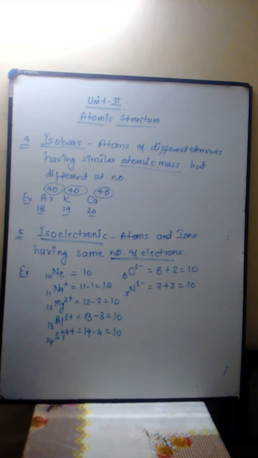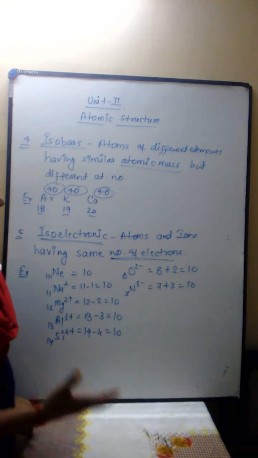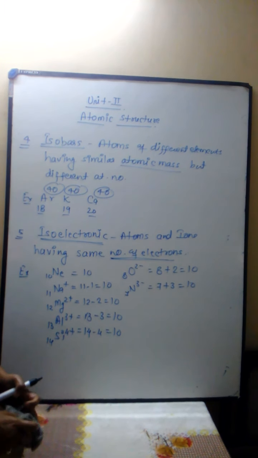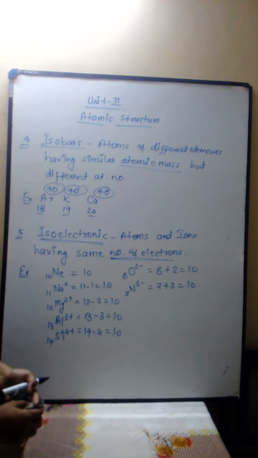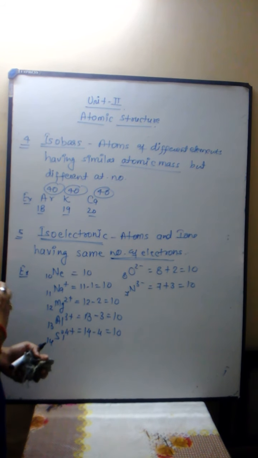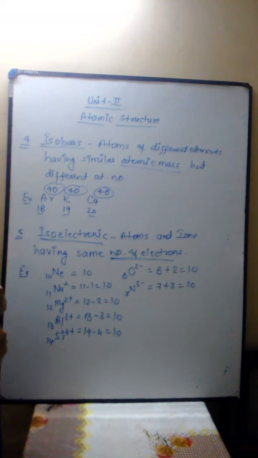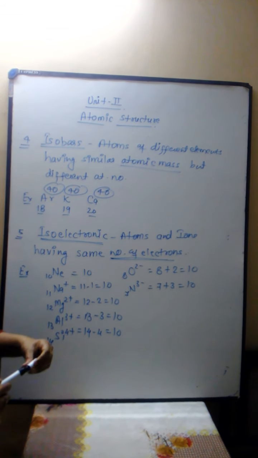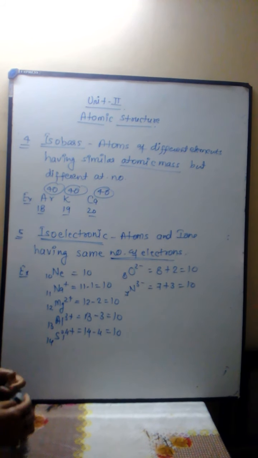So we saw the 5 definitions. First, atomic number: the number of protons present in the element is called the atomic number. Second is isotopes: atoms of the same element having the same atomic number but different atomic mass. Isobars: different atomic number but the same atomic mass. Isoelectronic: atoms and ions having the same number of electrons.